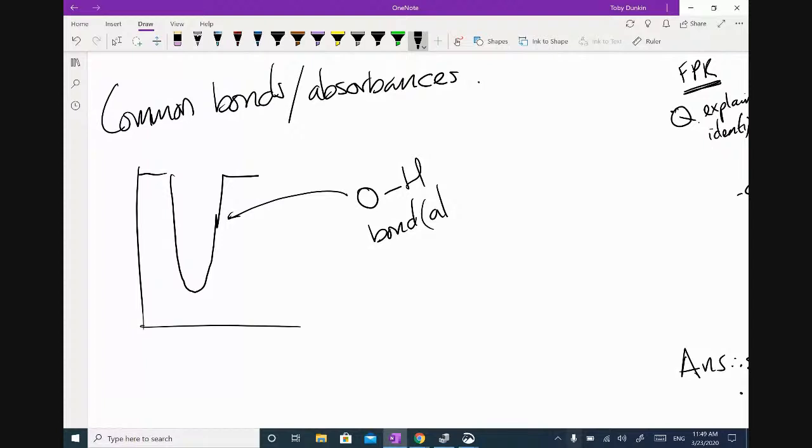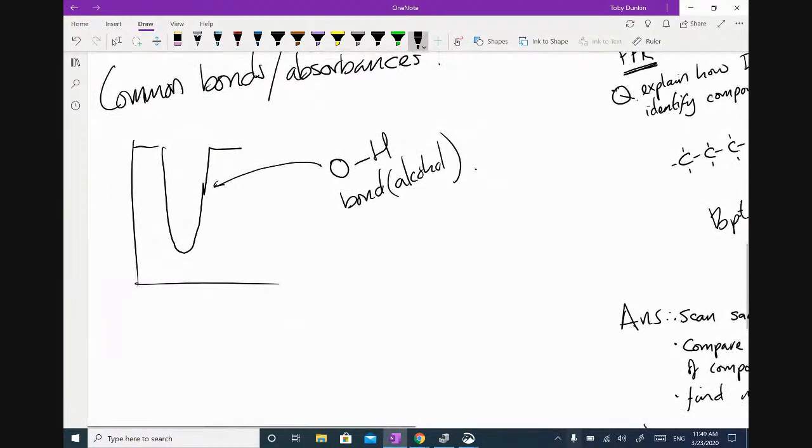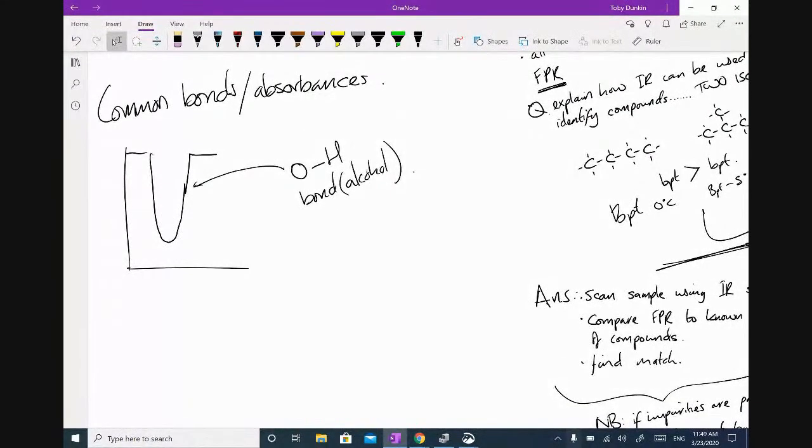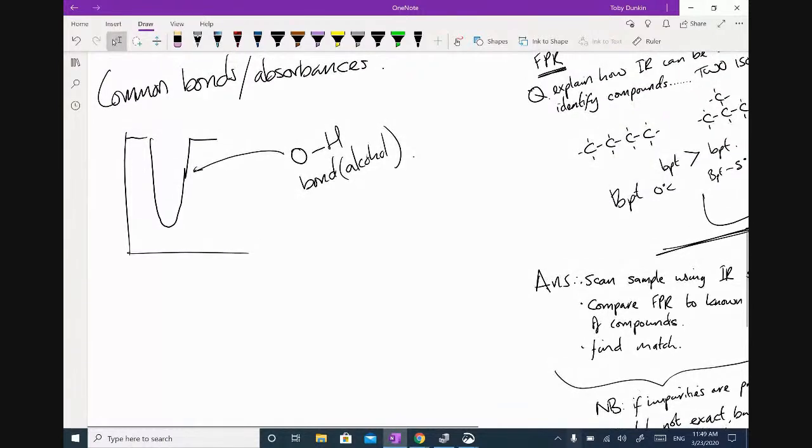OH bond, alcohol. And you have to state alcohol. It's a broad peak at about 3,000 to 3,300. It's a really handy peak to recognize because it screams alcohols. And you just have to be able to recognize it.